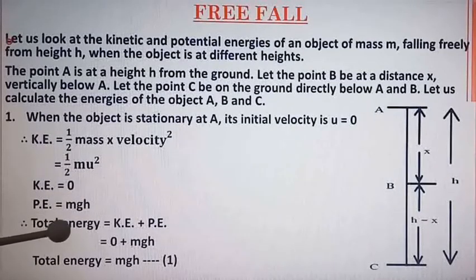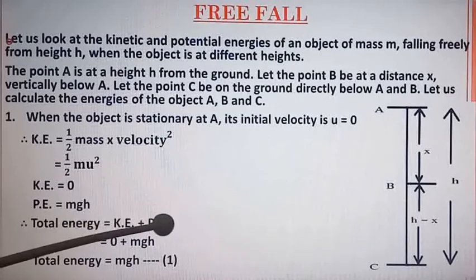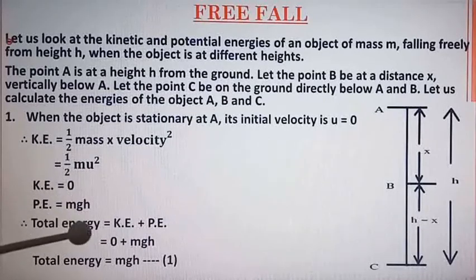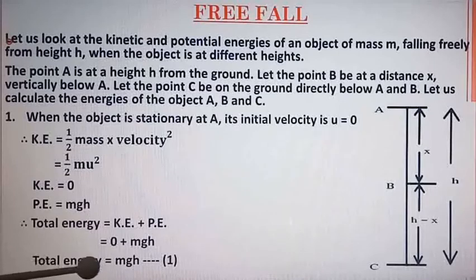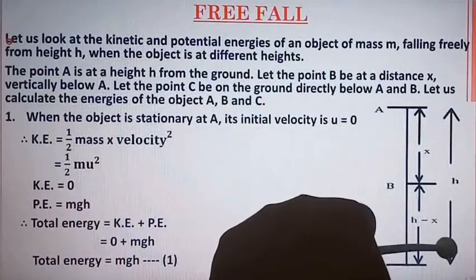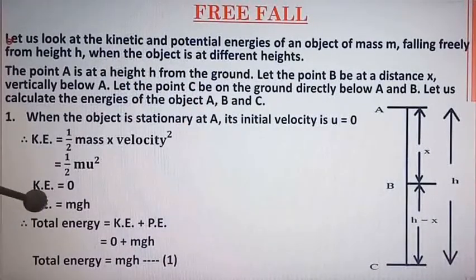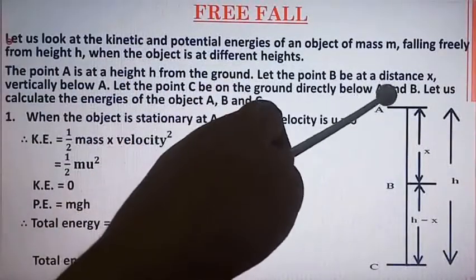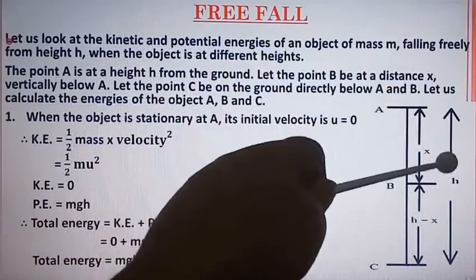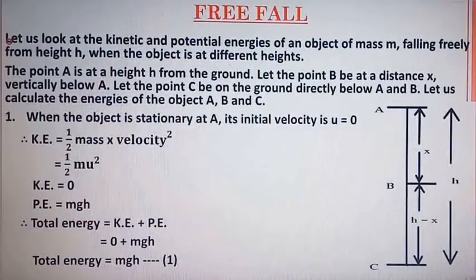So what will be the total energy over here? Kinetic energy plus potential energy. So 0 plus mgh. So total energy will be mgh. Let us give equation number 1 for this. Just be very clear. When the object is at point A, at a height h from the earth's surface, why have we taken potential energy as mgh? Because the object has mass m, acceleration g, and the height is h.